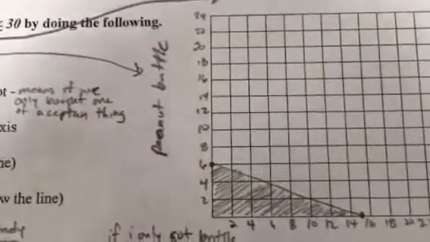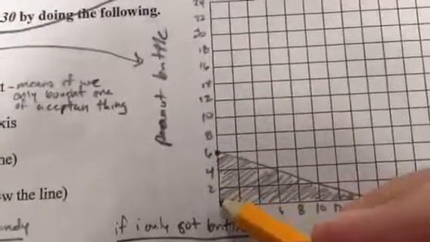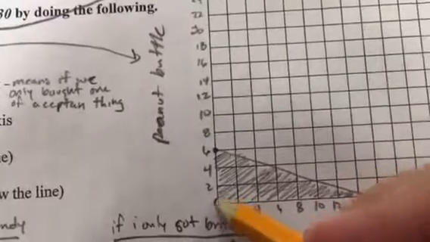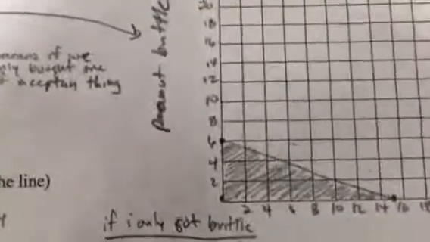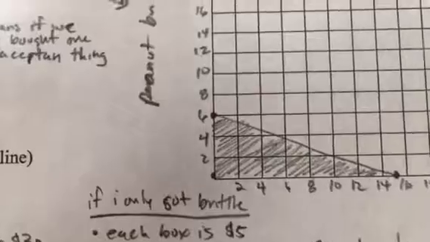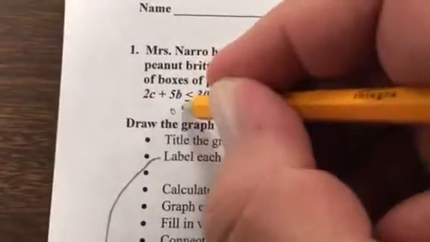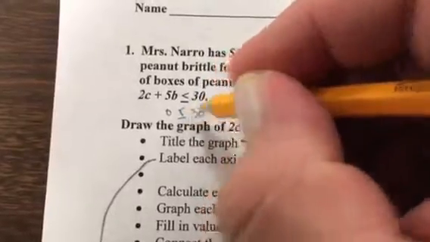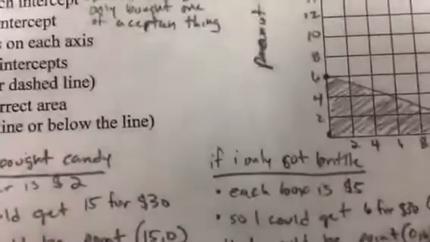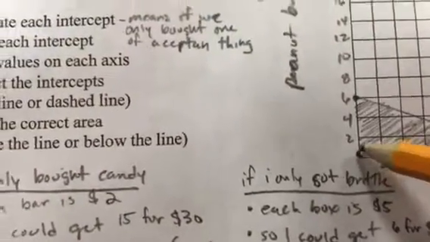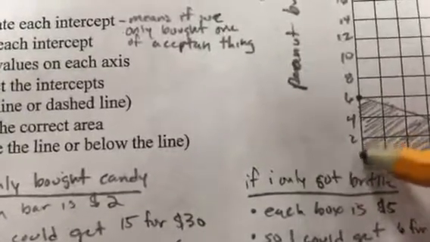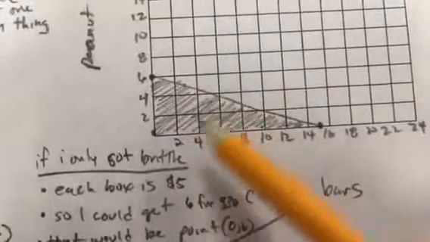So in this particular problem, if I took the point (0, 0) as my test point, that means I bought 0 candy bars and 0 peanut brittle. So that'd be a total of $0. And $0 is definitely less than $30. So picking this point would be a true statement. So that means all the points that are on that side of the line with this point are correct answers. So then I shaded in that area.